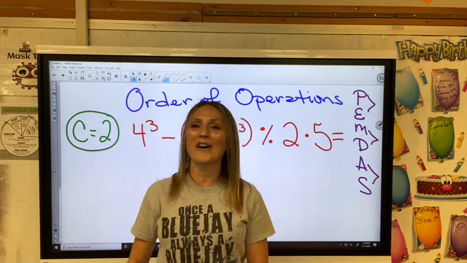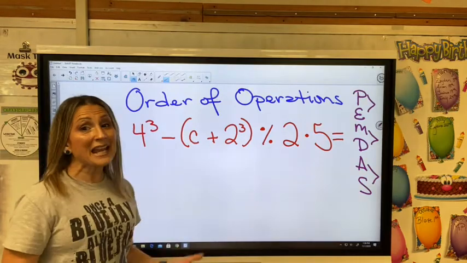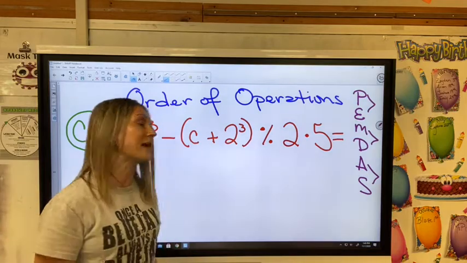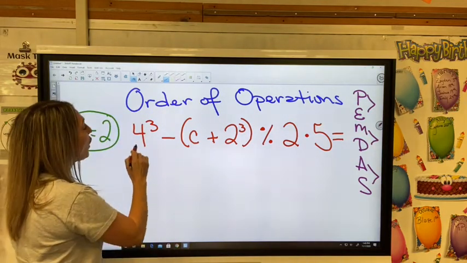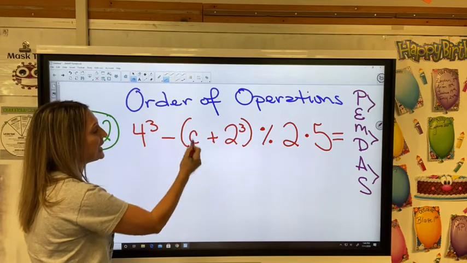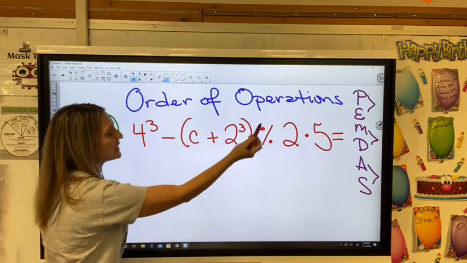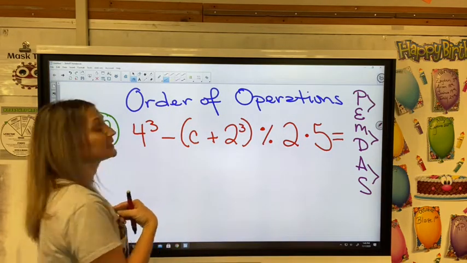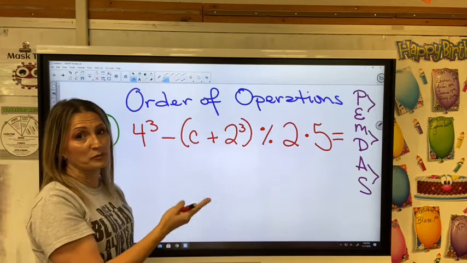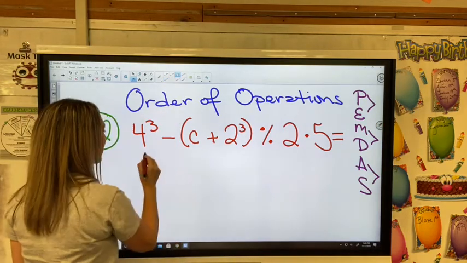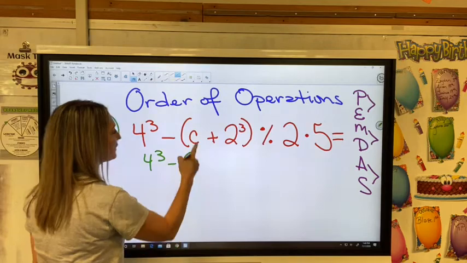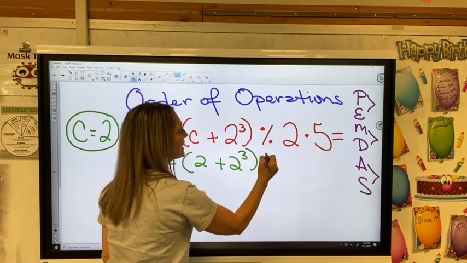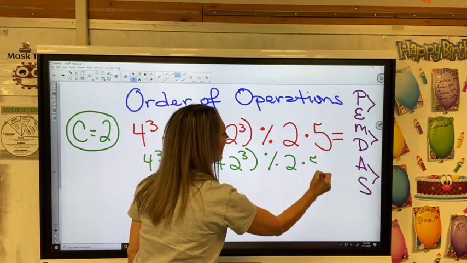So here we go. Order of operations. My problem states, and I like to read the problem, and then I will remind you always to rewrite the problem every step of the way, okay? My problem states 4 cubed minus parentheses c plus 2 cubed parentheses divided by 2 times 5. So the first thing I'm going to tell students to do, since it's algebraic, is fill in the variable. So I will rewrite it. 4 cubed minus parentheses, c is 2, plus 2 cubed parentheses divided by 2 times 5 equals.